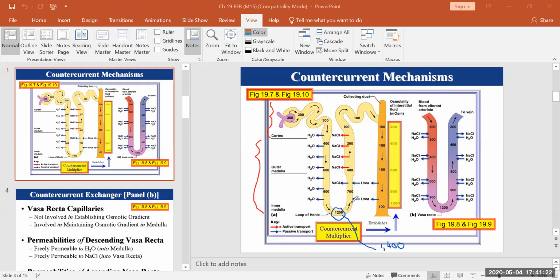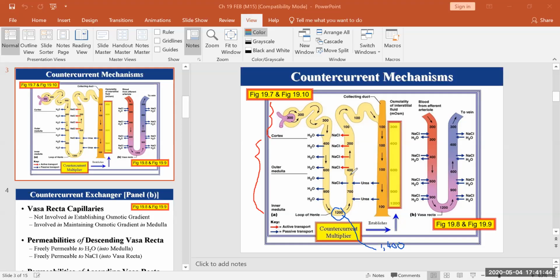So as that renal filtrate is moving back up, water is not allowed to leave the ascending limb of the loop of Henle. So that ascending limb is completely impermeable to water.